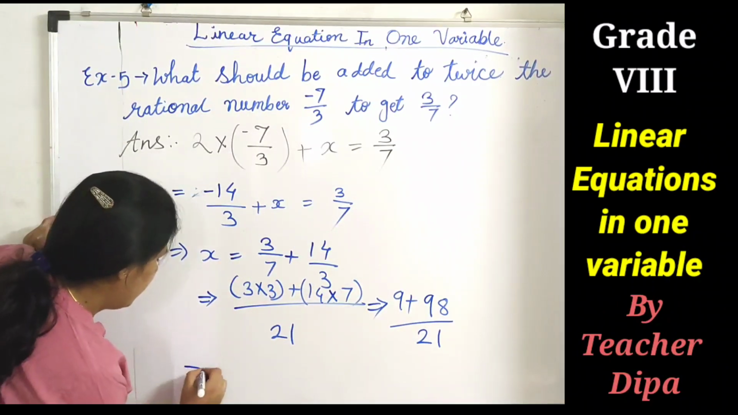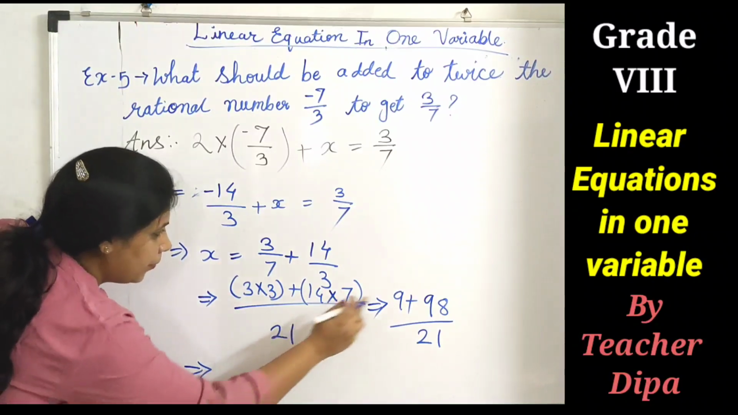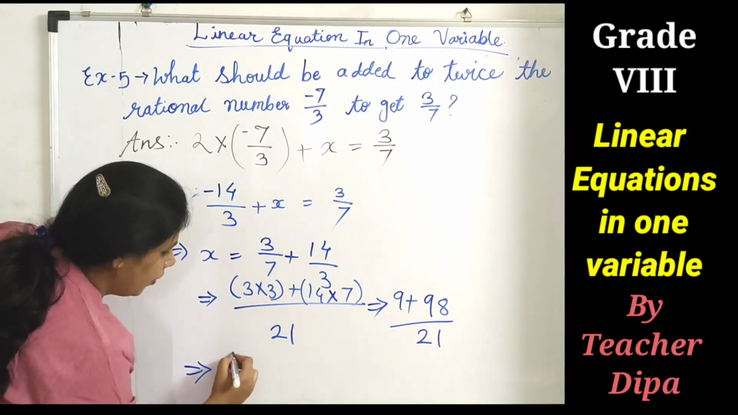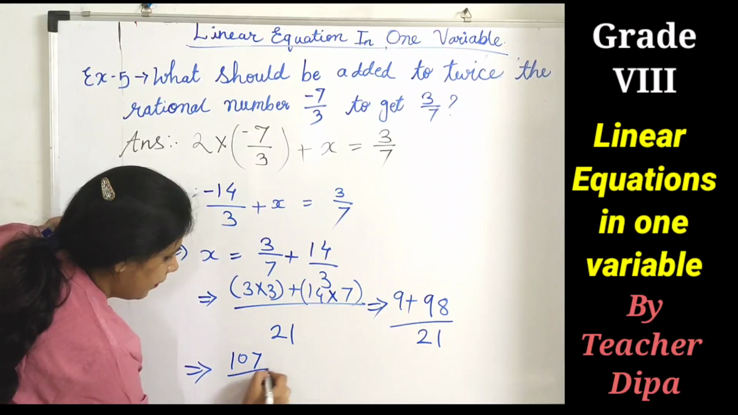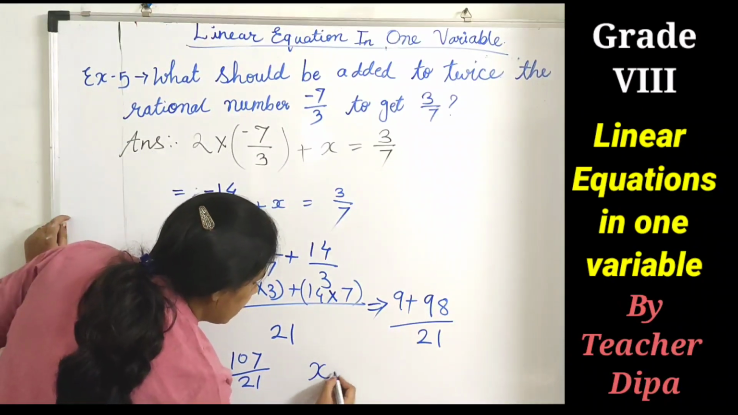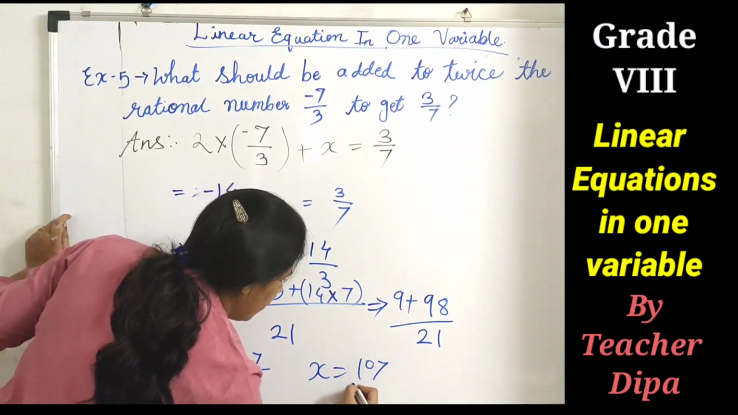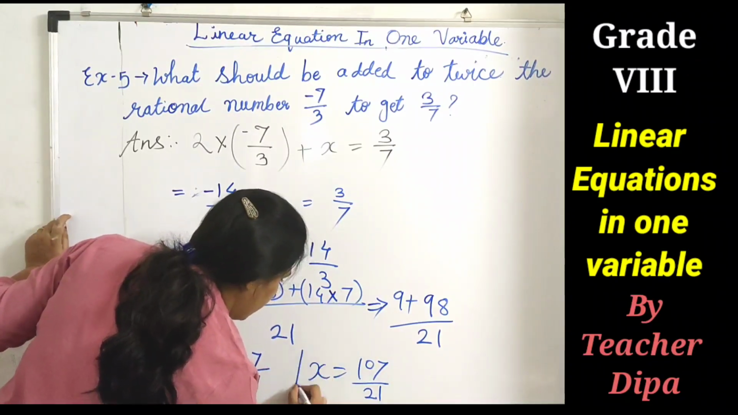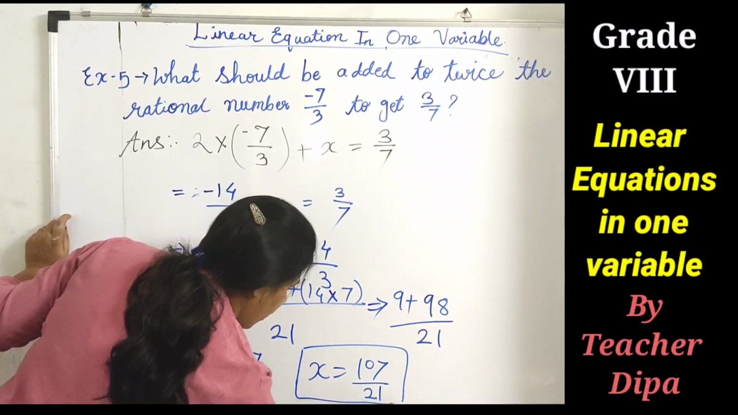Now what is the x value then? 9 plus 98 will be 107 upon 21. So what is the answer? So x's value will be 107 upon 21. This is our answer.